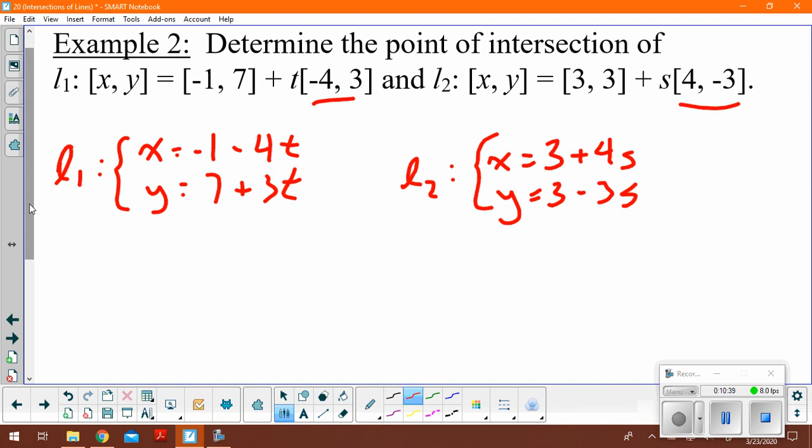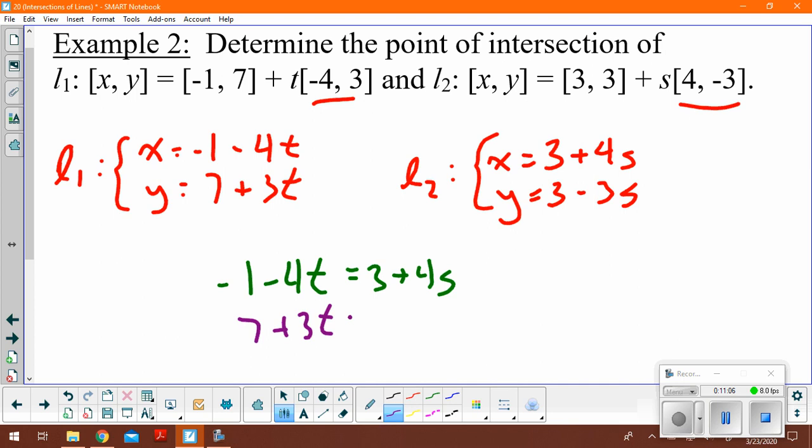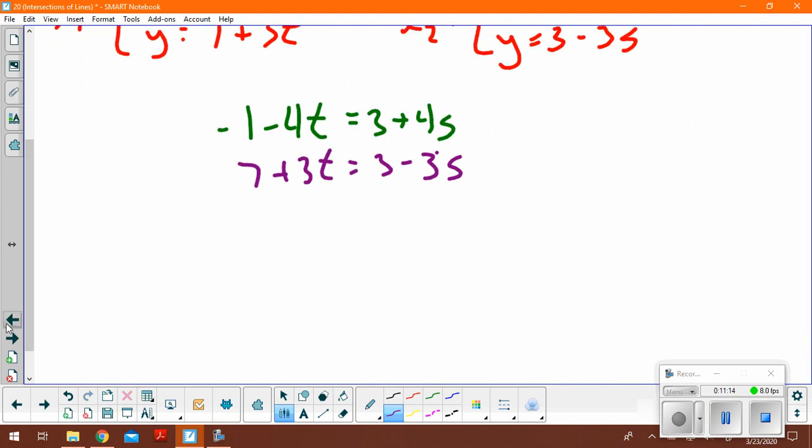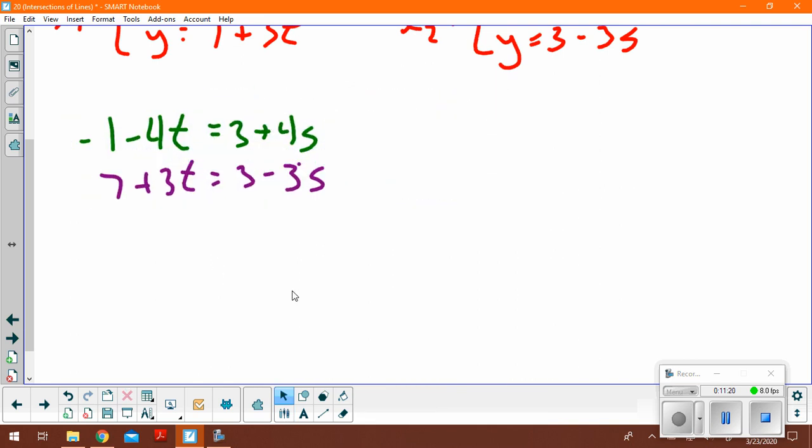So there's two ways I could solve this. One would be to follow the exact same steps as I did before, so let's try that out and see what happens. My first pair, I have -1 minus 4t equal to 3 plus 4s. That's comparing my x parameters. And my other equation is 7 plus 3t equals 3 minus 3s. And now I'm going to try to solve this for s and t. So just to practice, let's try elimination this time.